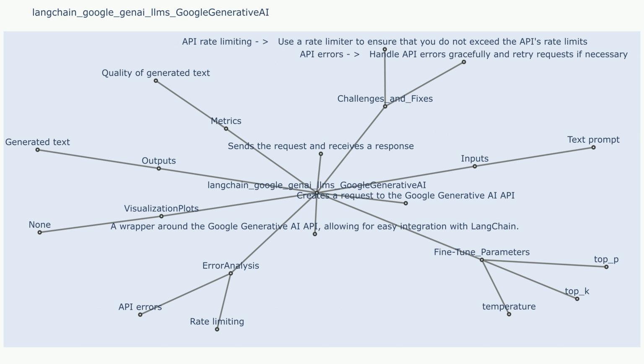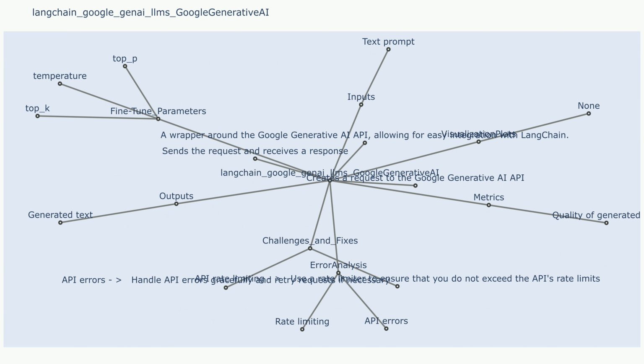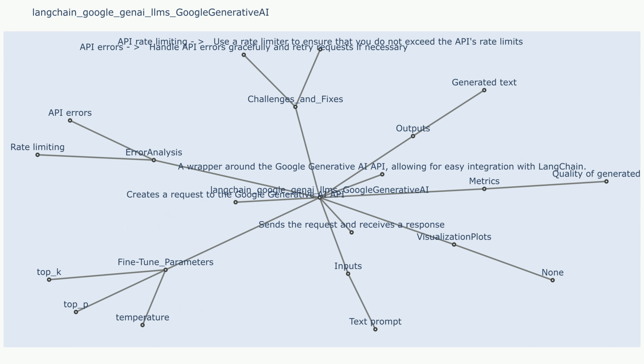Input 2. Explain in detail. An optional input is the temperature parameter. This parameter controls the randomness and creativity of the generated text. A higher temperature value will result in more diverse and unpredictable outputs, while a lower value will produce more conservative and predictable results.